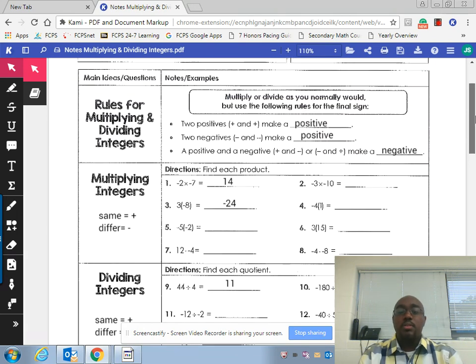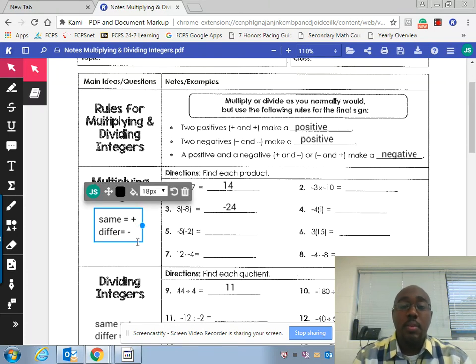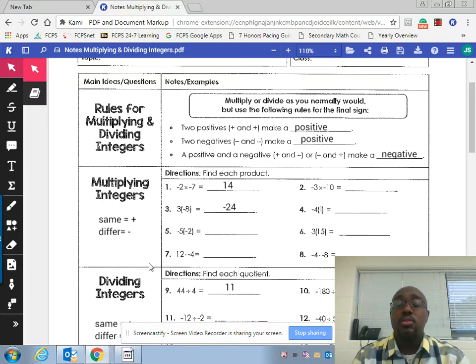Once again, this is Math with Mr. Samuels. Hopefully this video was straightforward. I know that it was pretty short, but hopefully the concept is pretty straightforward. If we are multiplying or dividing two integers that have the same sign, the answer is always going to be positive. And if we are multiplying or dividing two integers with different signs, the answer is always going to be negative.